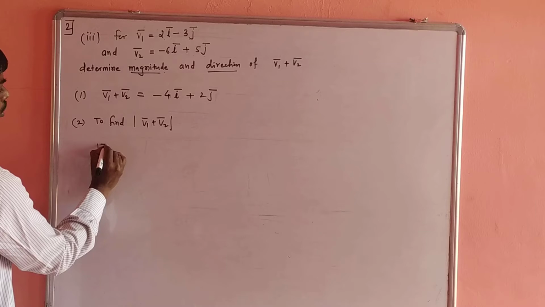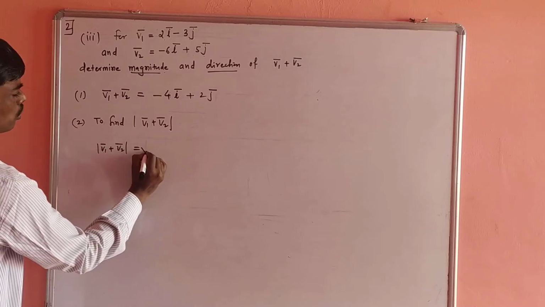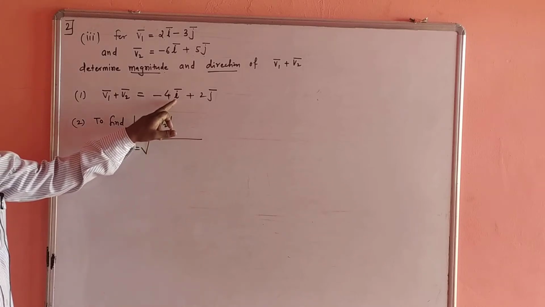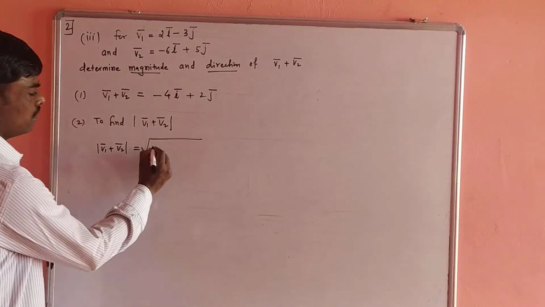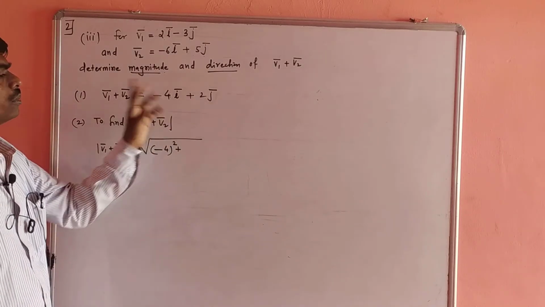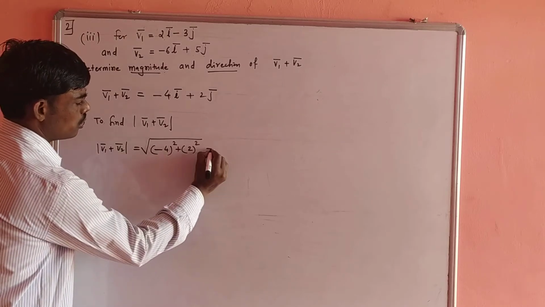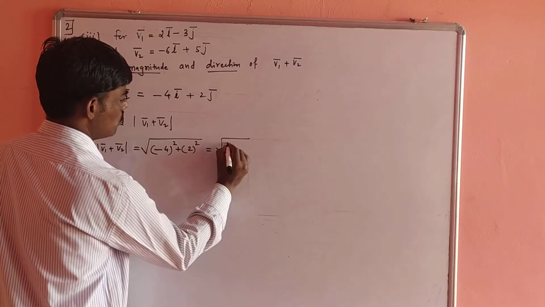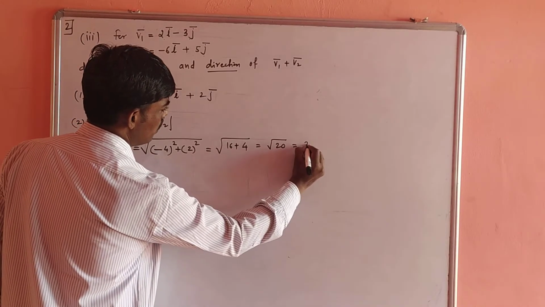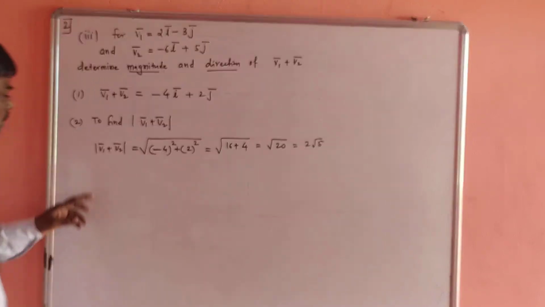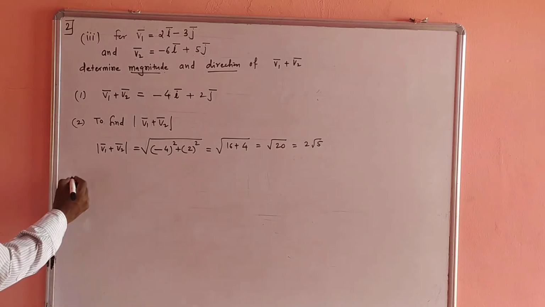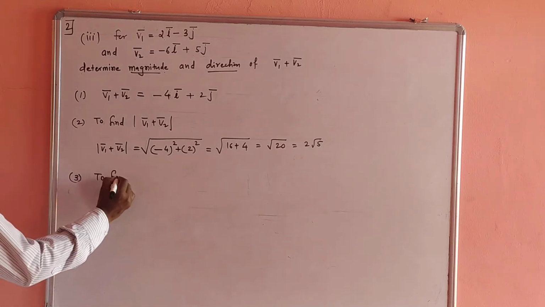What we can write? Mod of vector V1 plus vector V2 is equal to square root of the component of i, that is minus 4 square, plus the square of the component of j, that is 2 square. So it becomes 16 plus 4, that is 20. 20 means 2 root 5. This will be the magnitude of vector V1 plus vector V2. Then third step, to find direction.